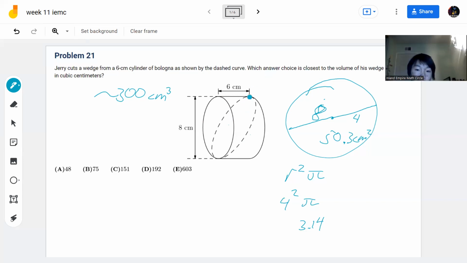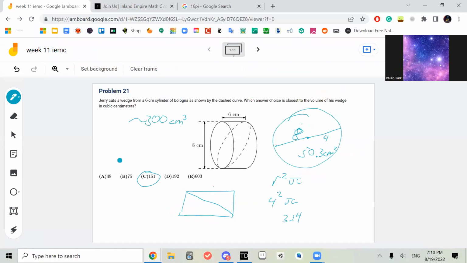All right, so actually if we cut the cylinder like this into a wedge, and we take the cross section from the side, what you're doing is just cutting it like this. So that's the side view of the wedge. Really, we're just getting half the volume. So half of 300 would be 150, and the closest answer to that would be 151. Does everyone get that? Yes or no?